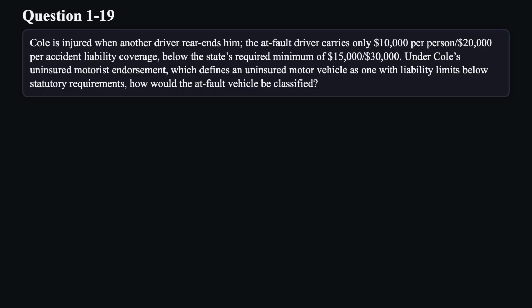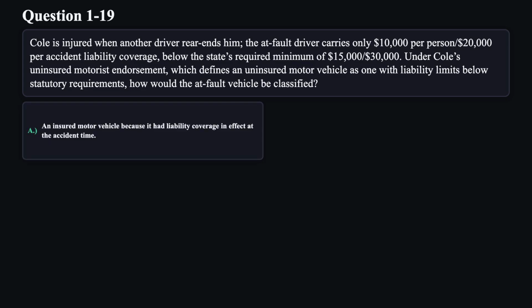Question 19. Cole is injured when another driver rear-ends him. The at-fault driver carries only $10,000 per person, $20,000 per accident liability coverage, below the state's required minimum of $15,000, $30,000. Under Cole's uninsured motorist endorsement, which defines an uninsured motor vehicle as one with liability limits below statutory requirements, how would the at-fault vehicle be classified?